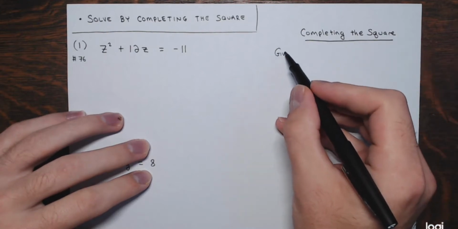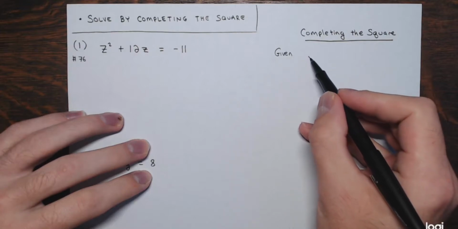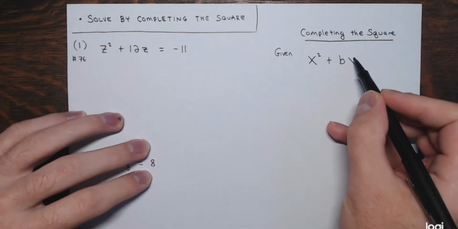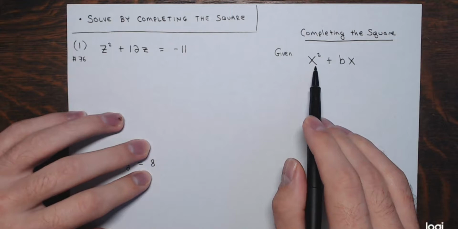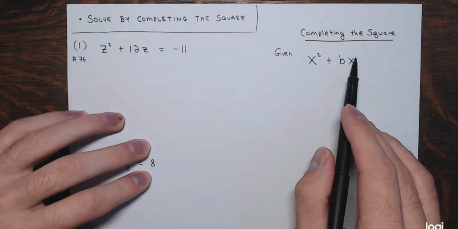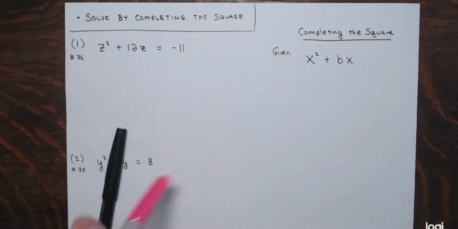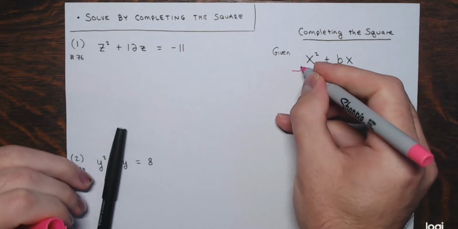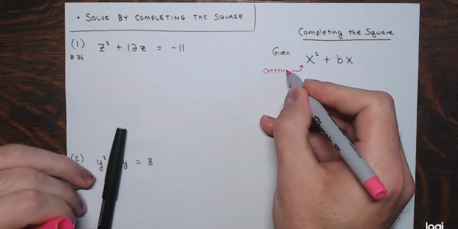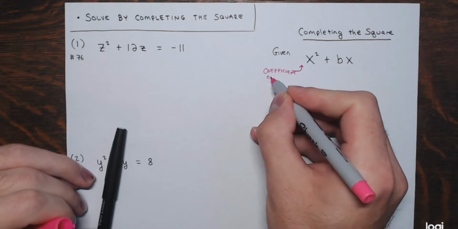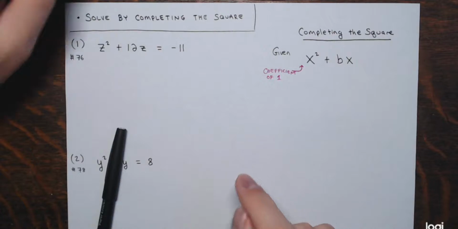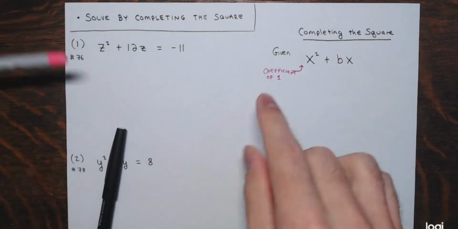So given a binomial, x squared plus bx, you have a quadratic term and a linear term, one with the variable squared and then one with the variable to the first power. And the coefficient on the squared term has to be 1 in order for us to continue on here. So coefficient of 1 on the squared term.